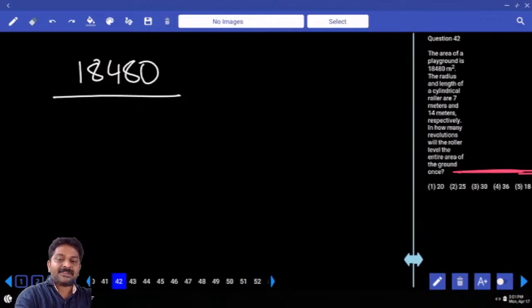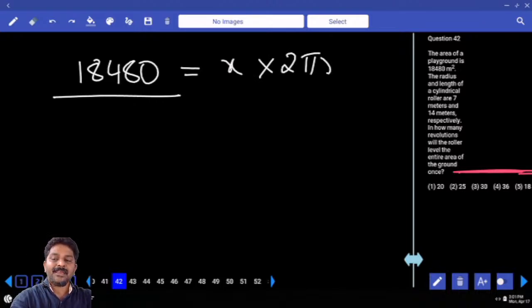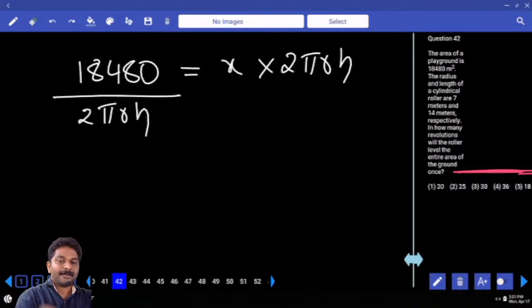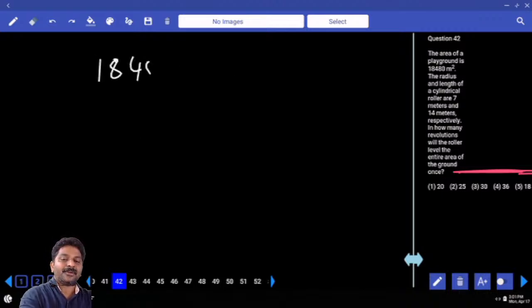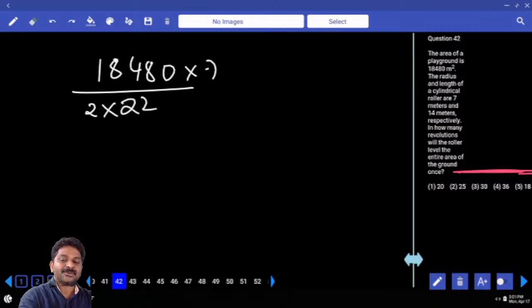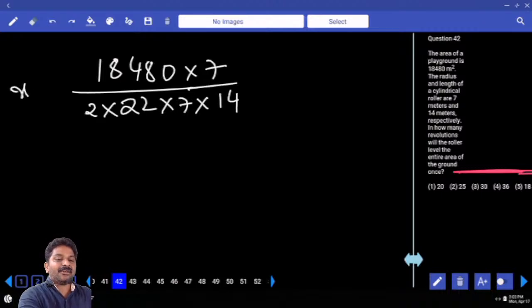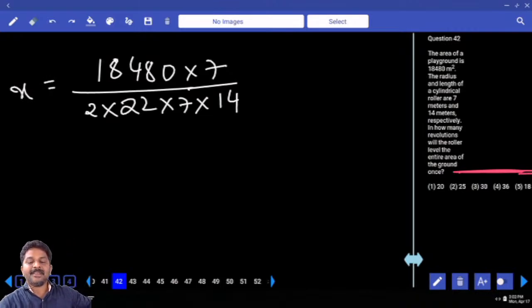So this must be equal to x revolutions, and the area that it covers in one revolution is 2 pi r h. So directly to get the x value, can I divide this number by 2 pi r h? Let me do that. 18,480 divided by 2 into pi, 22 by 7, radius 7, and height 14. And this is your final answer. Agreed or not?